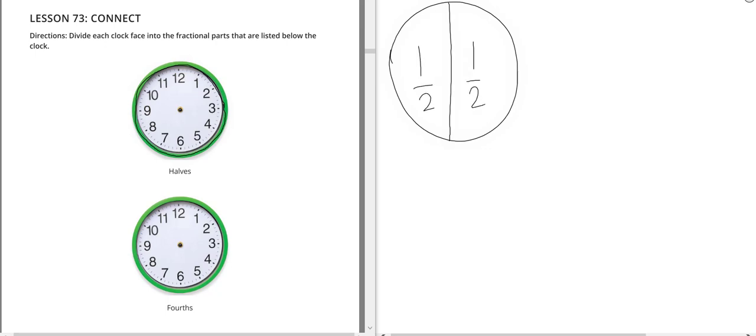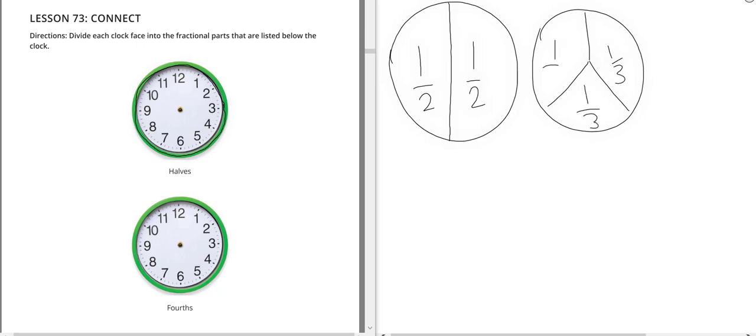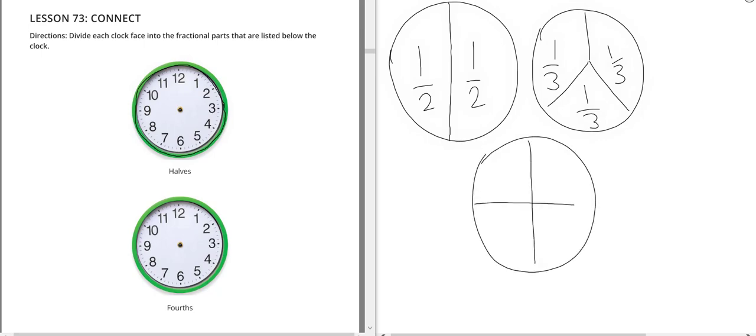or into 3/3. This part is third and this part is third, or 4/4. This part is fourth and fourth. We have this fourth and this fourth.